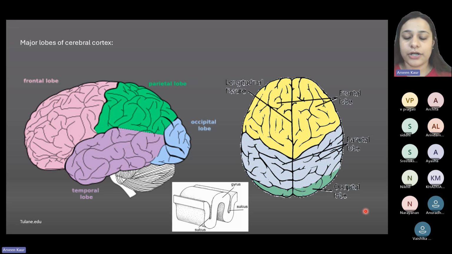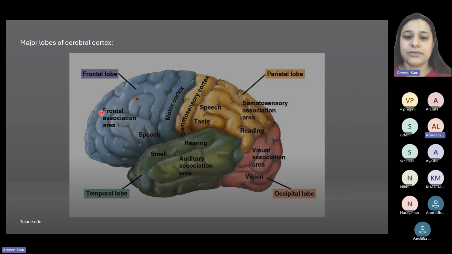Also, let me briefly introduce these folds, depressions and hills that are present in your brain, which are the sulci and the gyri, which are basically responsible for increasing the surface area of the brain. Right, so that more neurons can be packed into your brain. So, like we said, we'll briefly discuss the role of these regions of the cerebral cortex. The frontal lobe is majorly associated with speech and with motor functions, right?